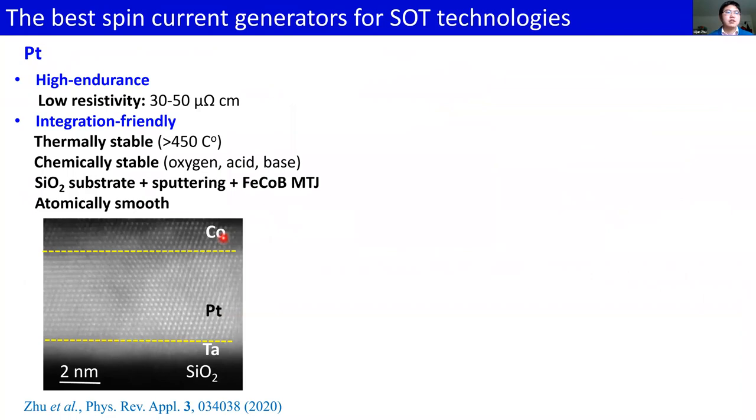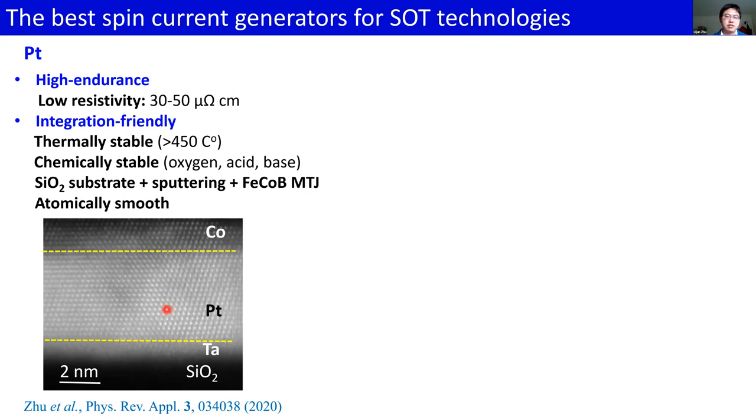Platinum is a high endurance and integration friendly spin current generator because it has a low resistivity ranging from 30 to 50 micro-ohm centimeter for films. And platinum is also thermally stable and chemically stable in oxygen, acid, and base. It also allows for sputtering deposition on top of silicon oxide surface, and it's also compatible with high quality iron cobalt boron MTJs. The surface of platinum can also be atomically smooth, as you can see from this cross-sectional TEM image.